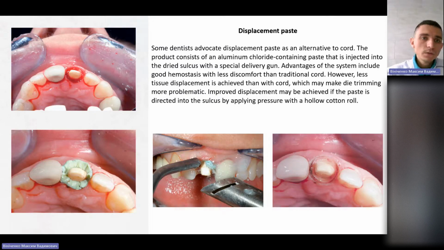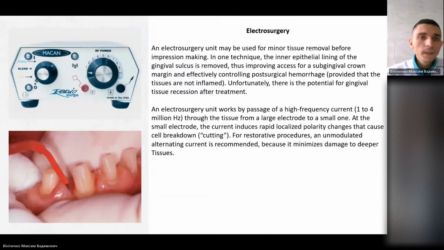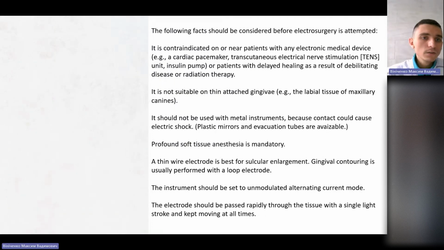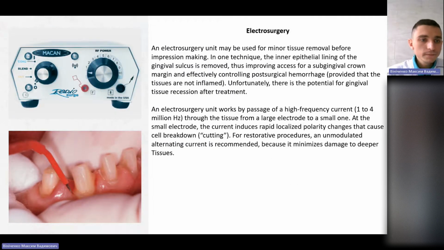Advantages of the system include good hemostasis with less discomfort than traditional cord. However, less tissue displacement is achieved than with cord, which may make treatment more problematic. Improved displacement may be achieved if the paste is directed into the sulcus by applying pressure with a hollow cotton roll. You could also use electrosurgery.